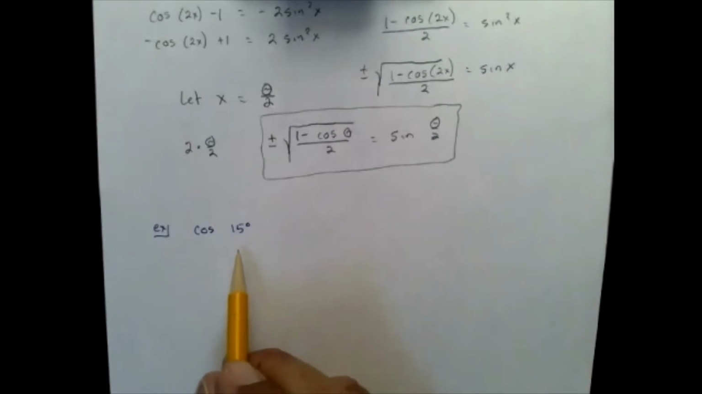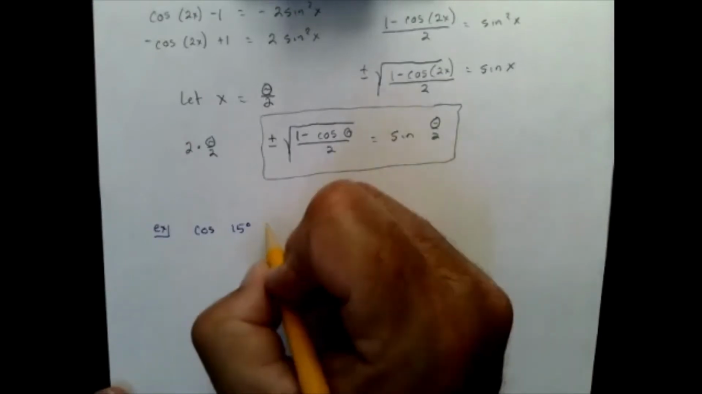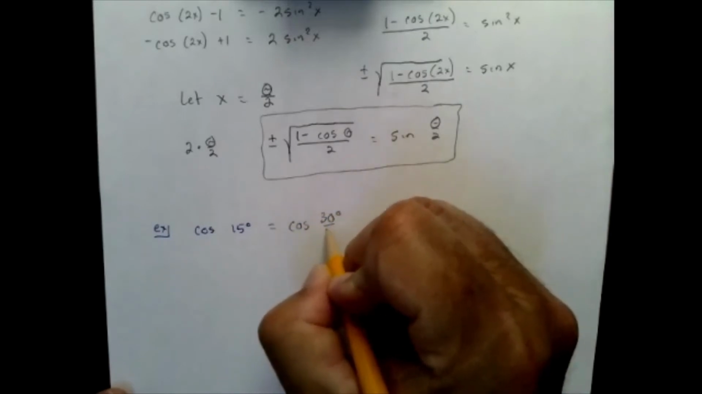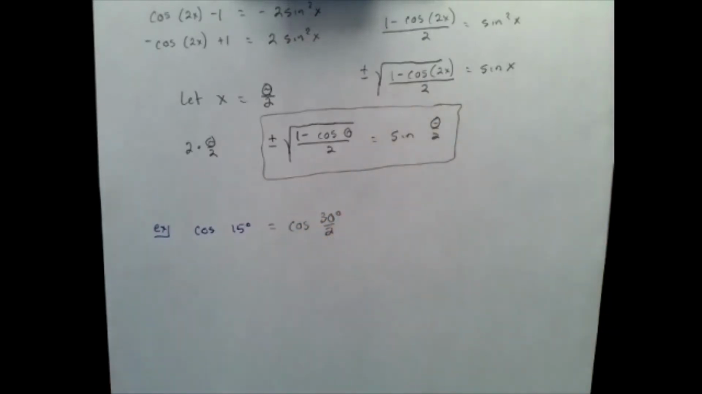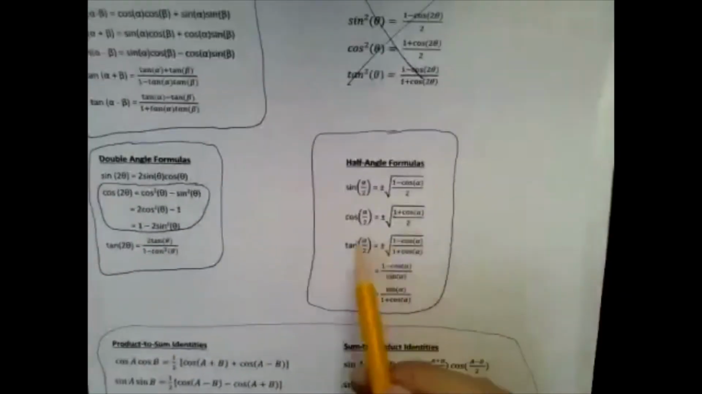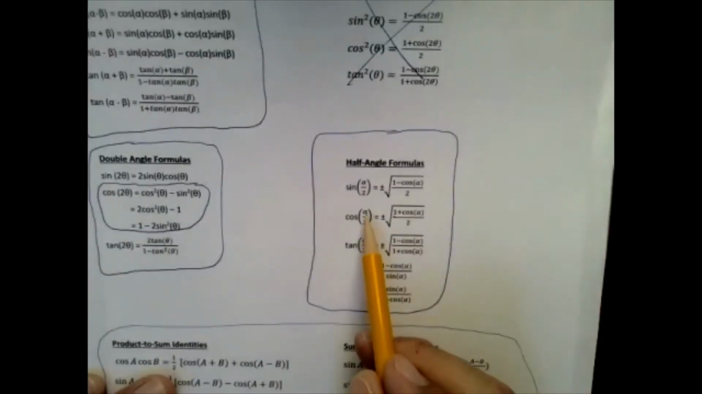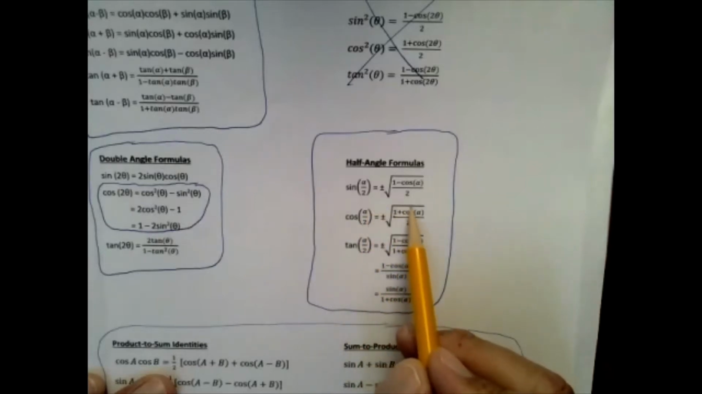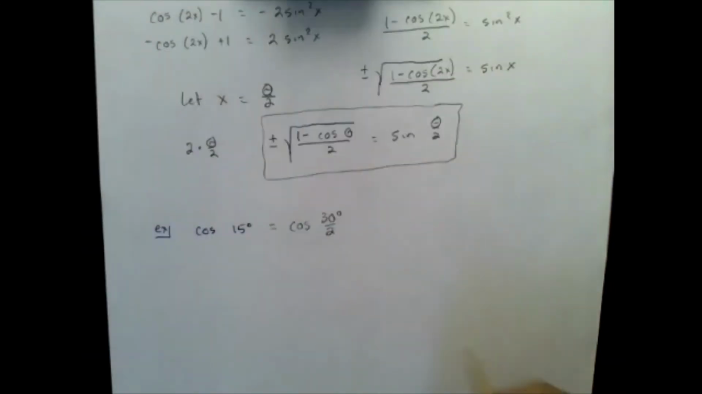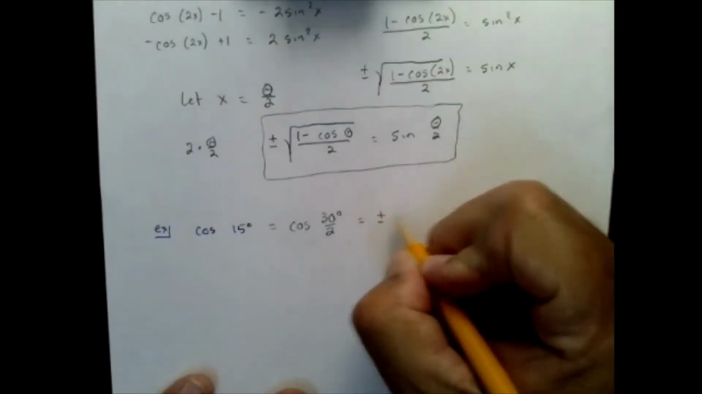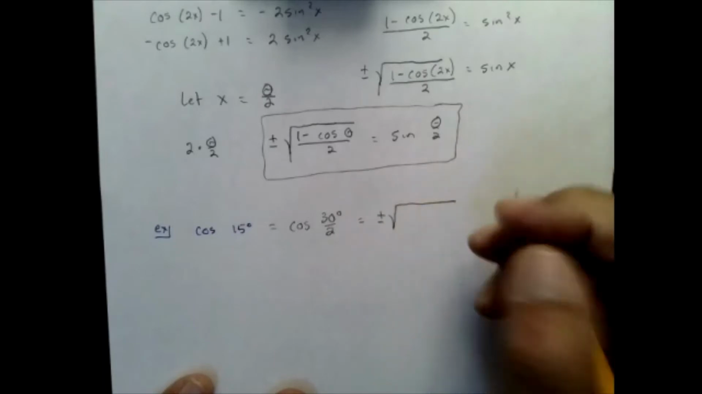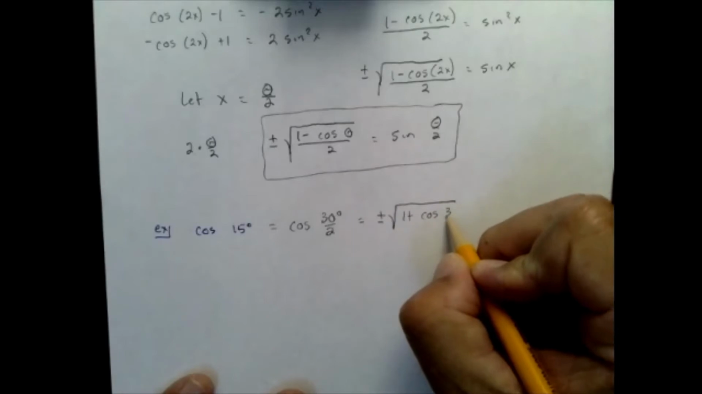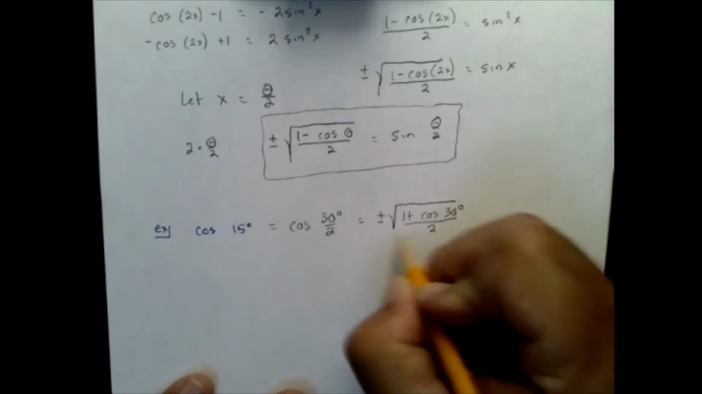But the cosine of 15 degrees is also the cosine of 30 degrees over 2. And this is where my half angle comes in. It's the cosine of 30 over 2. So if this is 30, I'm going to plug it in here, and I'm going to get plus or minus the square root of 1 plus the cosine of the theta, which is 30 degrees, all over 2.